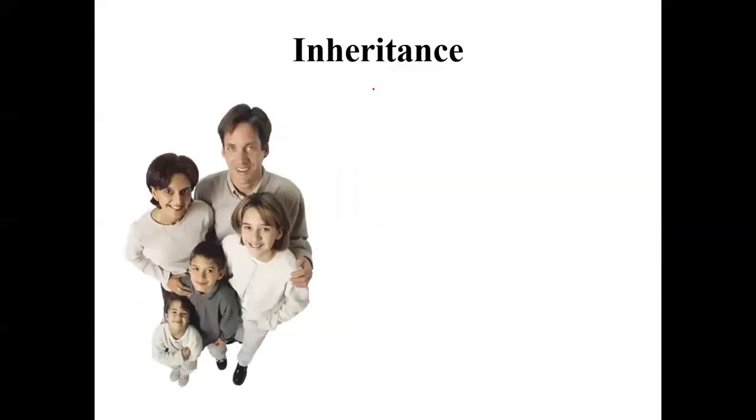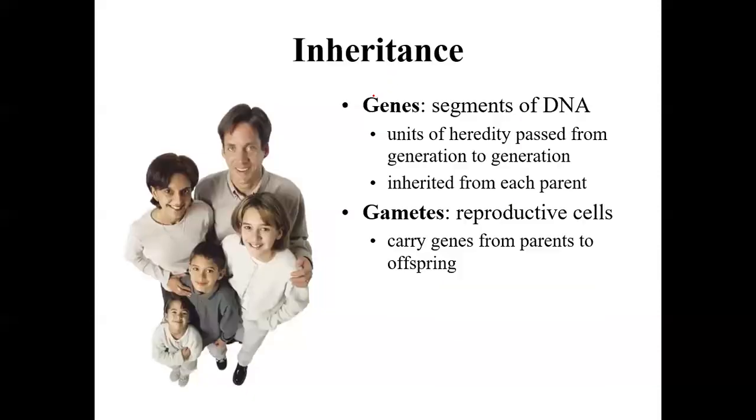So that's a nice overview. We think about heredity in terms of inheritance, right? This is talking about genes. It's a segment of DNA, okay? Like I just mentioned in the previous slide, it's that small, tiny section. And furthermore, gametes are going to be where meiosis occurs, okay?